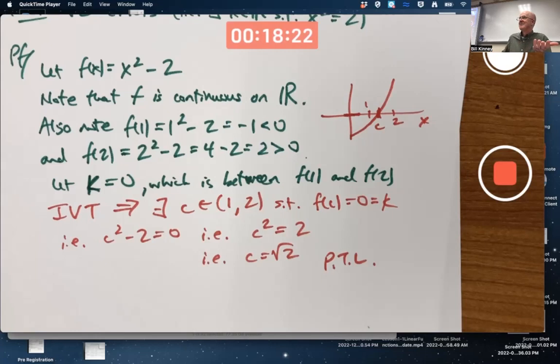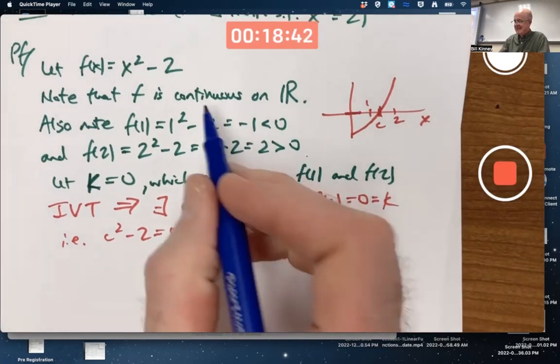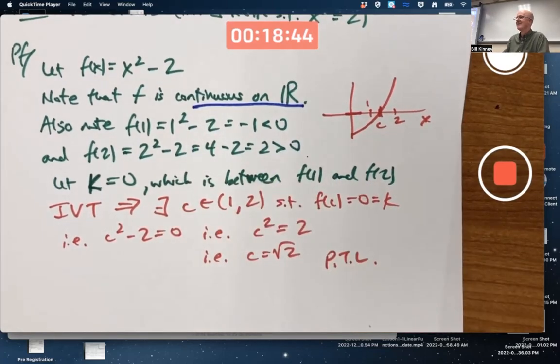Completeness. The completeness axiom, sups and infs, least upper bounds, greatest lower bounds. If you have no idea what I'm talking about, it's okay. You have it to look forward to next fall. Kind of hard stuff, though. This is hiding that. It's essentially hiding it in the phrase continuous on R.